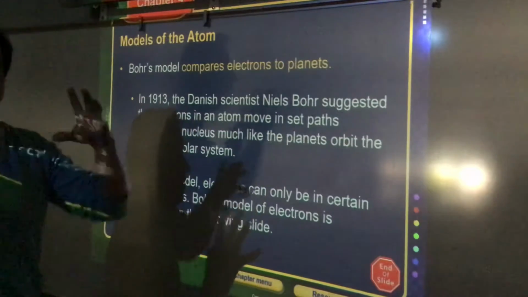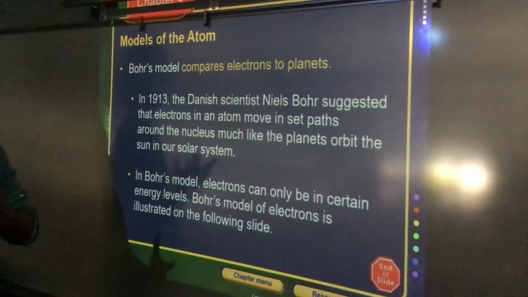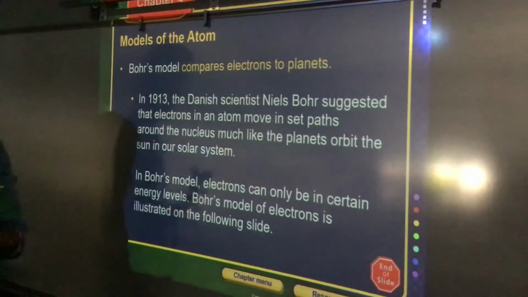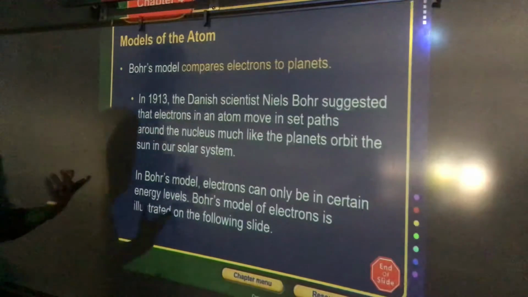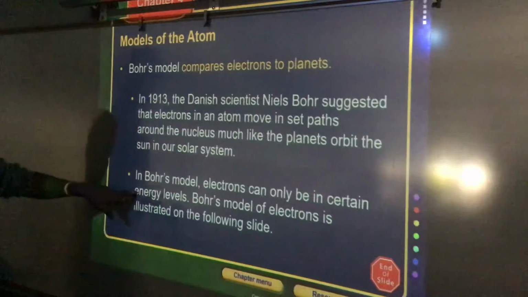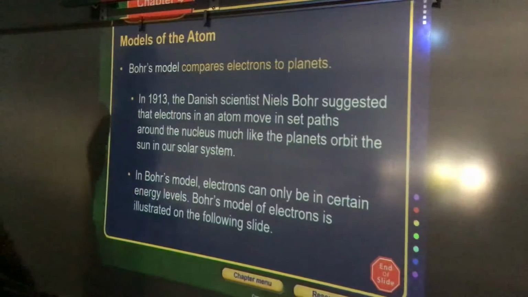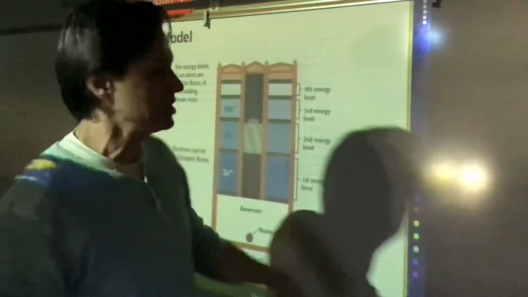And as you got farther out, or the bigger the element, or the bigger the nucleus, the more neutrons surrounded it, therefore you started getting more shells. Or he referred to them kind of like levels in an elevator, or energy levels. So Bohr's model of electrons is illustrated on the following slide. The thing that they came up with was an elevator.